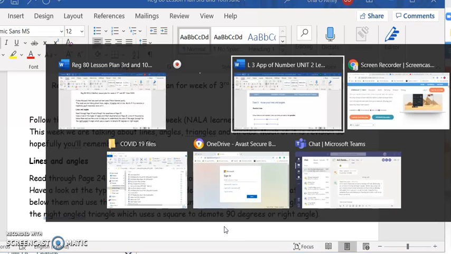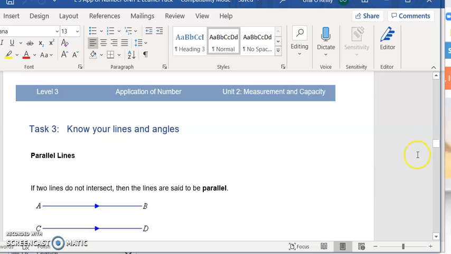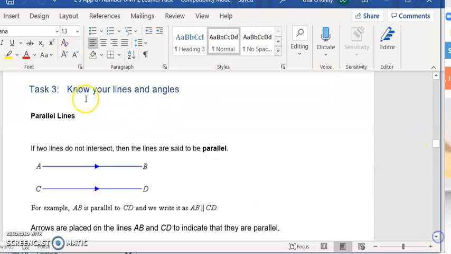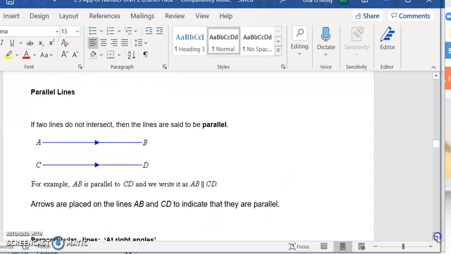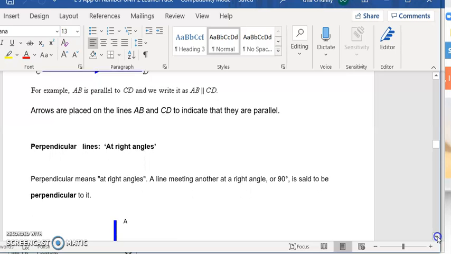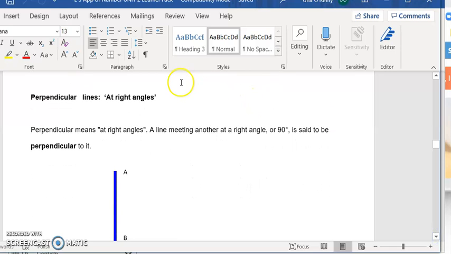Okay, so we flip over. Now, know your lines and angles. So parallel lines, first thing here. Think train tracks. We've talked about this before. If two lines don't intersect, then the lines are said to be parallel. So we've got line AB and line CD, and it says AB is parallel to CD, and we write it as AB ∥ CD. That's the sign for parallel, and it shows you what parallel means, so it's kind of nice. Arrows are placed on the lines AB and CD to indicate that they are parallel. That's these arrows here. You'll see that in a lot of shapes where they have two matching symbols on two lines. It tells you something about those lines.